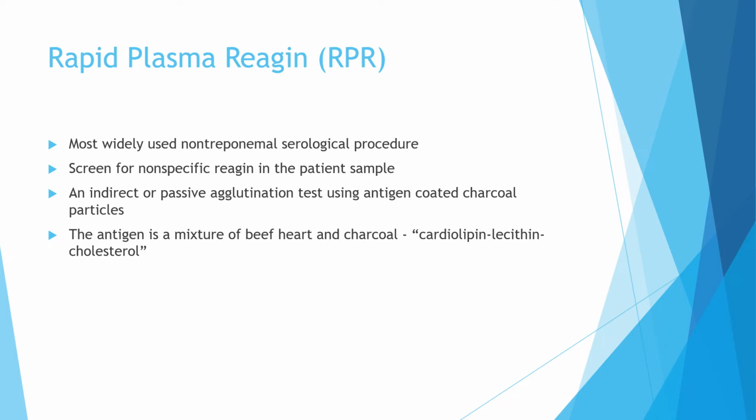An indirect or passive agglutination test using antigen-coated charcoal particles is the rapid plasma reagent test. The antigen is a mixture of beef heart and charcoal known as cardiolipin lecithin cholesterol. That is the antigen in this test, cardiolipin lecithin cholesterol, and the antibody is nonspecific reagent. Together we look for passive agglutination where the charcoal particle in patient serum have agglutination.